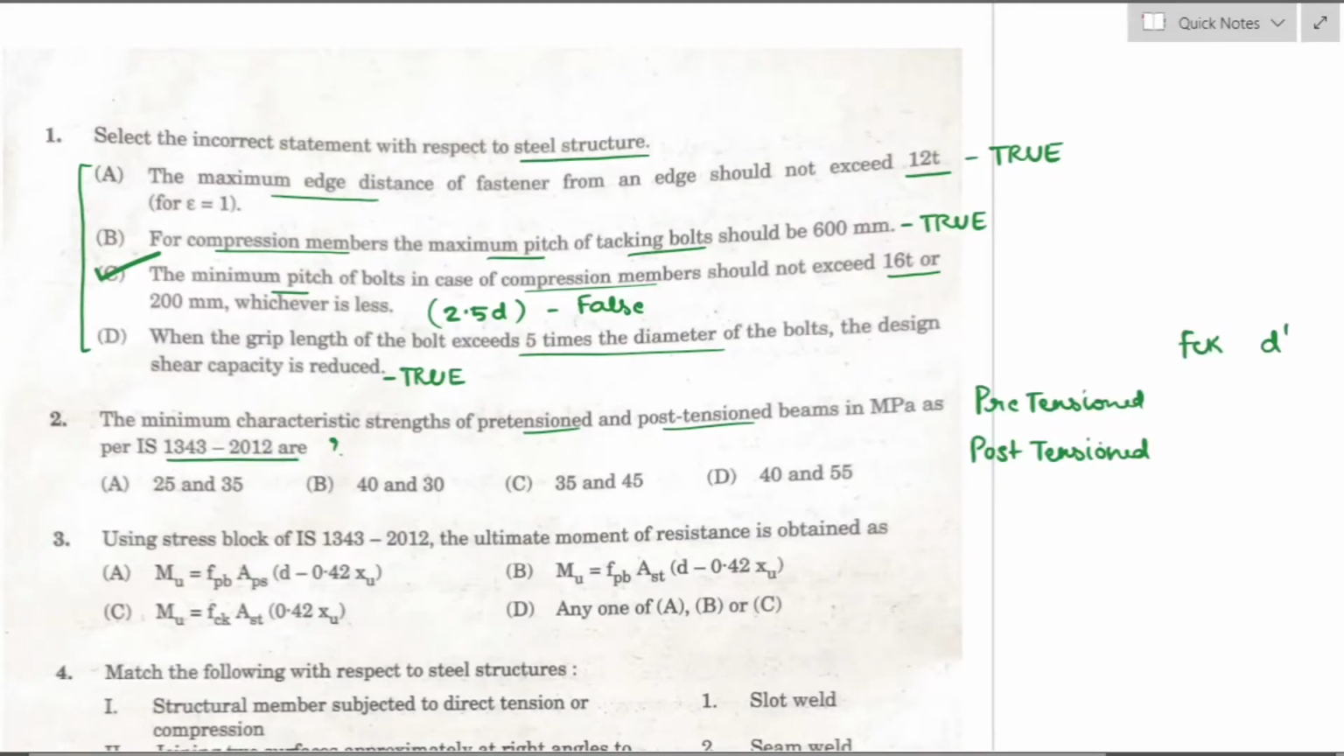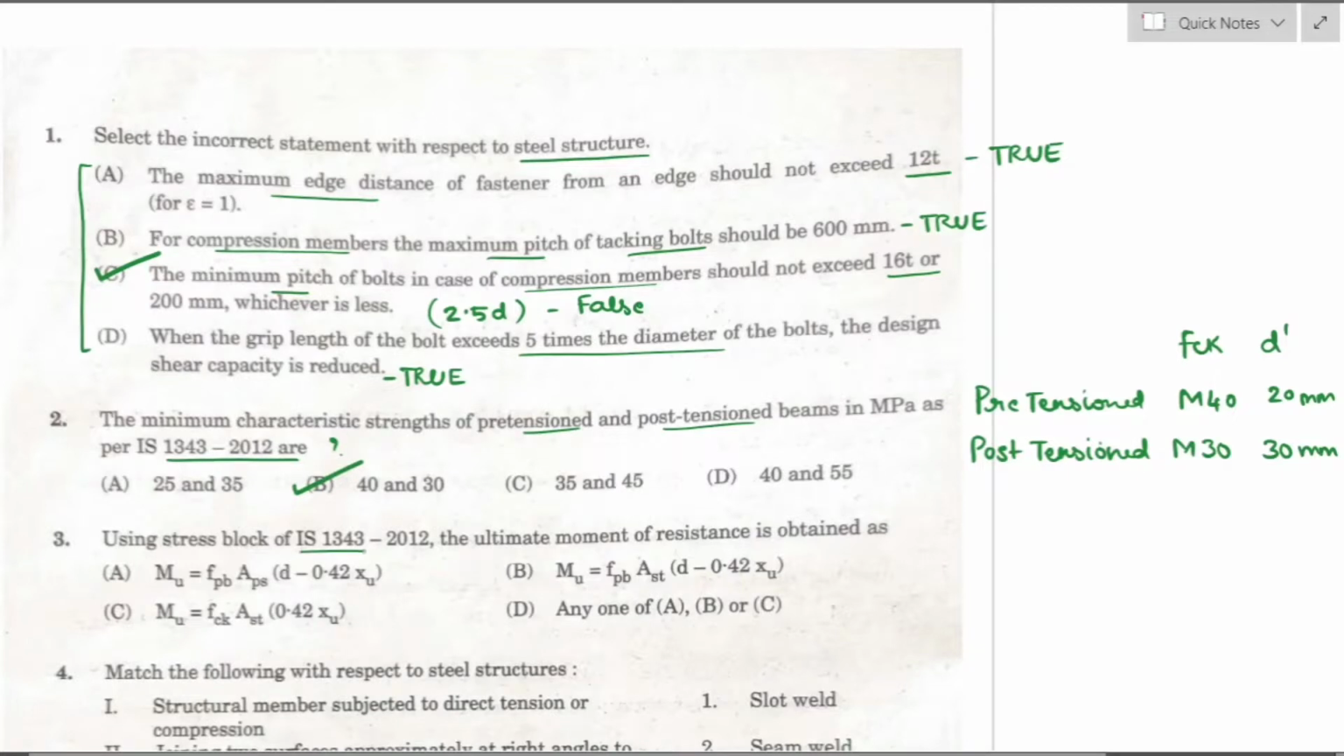So as per IS 1343-2012, the minimum characteristic compressive strength for pre-tension beam is M40 grade and for post-tension it is M30 grade, having an effective depth of cover as 20 mm for pre-tension and 30 mm for post-tension. So the right answer is option B.